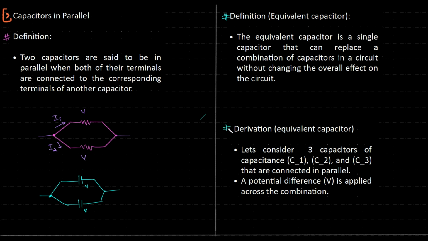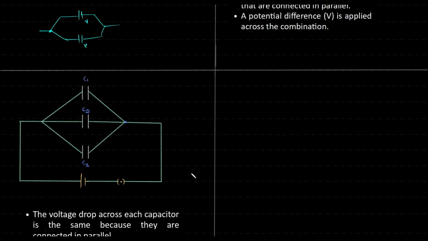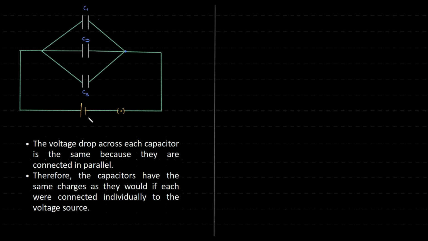Now, the derivation. So let's consider three capacitors connected in parallel and voltage across them is V. So this is V and this is your C1, C2, C3. So the voltage drop will be the same across all of them, right? Because they are in parallel. The charges though will not be the same. This can be Q1, this can be Q2 and this can be Q3. So voltage drop across each capacitor is the same because they are connected in parallel.